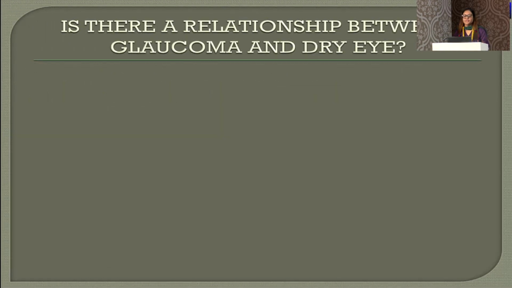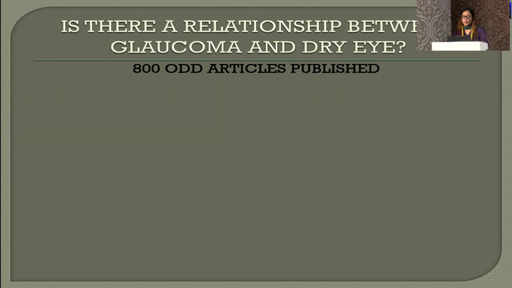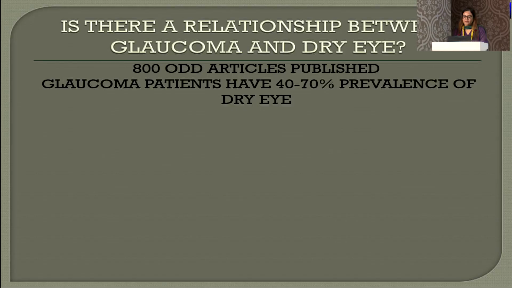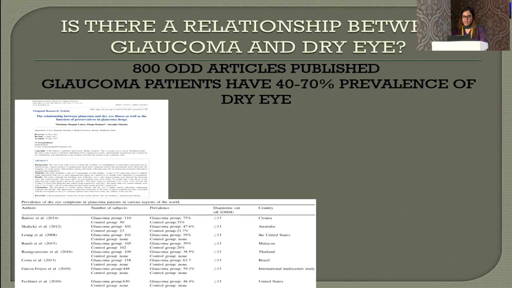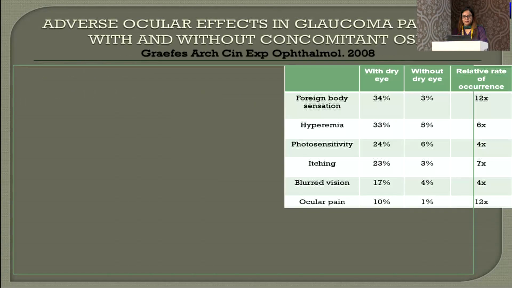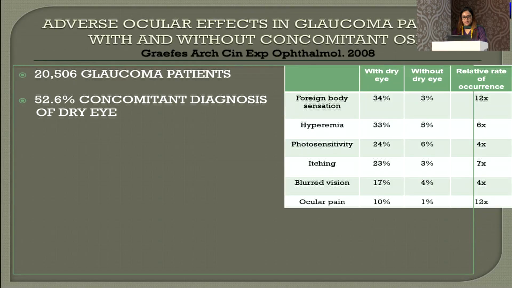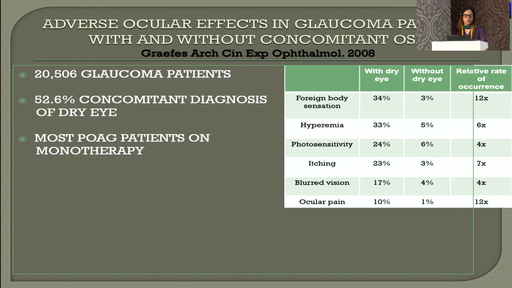So, is there a relationship between glaucoma and dry eye? Well, close to 800 odd articles have been published to address this question. Most of the studies have found that glaucoma patients have a 40 to 70% prevalence of dry eye, as shown in studies worldwide. There is a study which has taken data from the German registry, with close to 20,000 glaucoma patients. They found that 52.6% of patients had a concomitant diagnosis of dry eye, and most of the patients were on monotherapy.